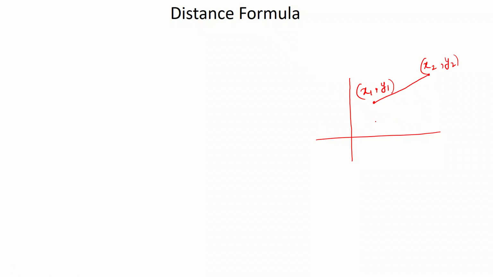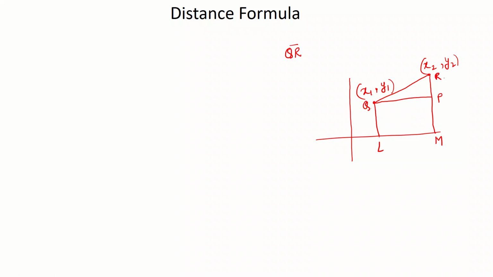So what do we do? We draw perpendiculars from these 2 points, and we also draw a perpendicular from this point on this perpendicular. Let's call this point L, this point M, and this point P. Let's also call this point Q, and this point is R. So our final task is to find the distance QR. This distance QR we need to find out.